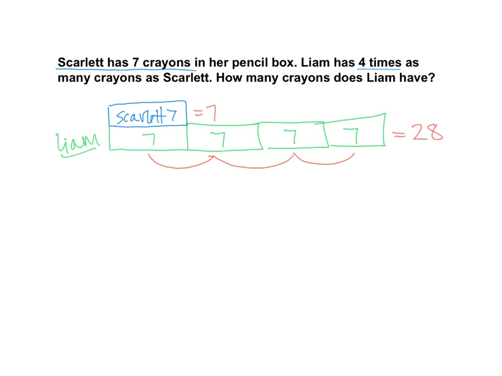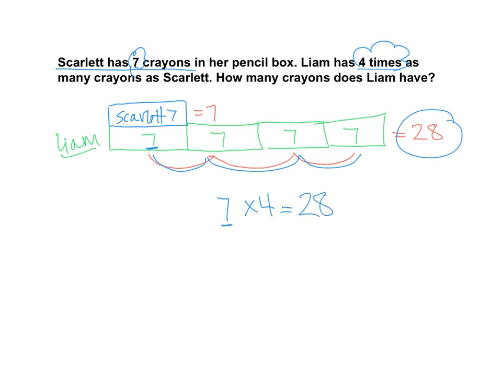Well, in the problem, it talked about the 4 times. So that's going to be in the problem. The other number was 7. And if I look at Liam's, when I skip counted, I did the number 7 4 times. When I skip counted, I found out that 7 4 times is 28. This would be our number sentence for this problem.